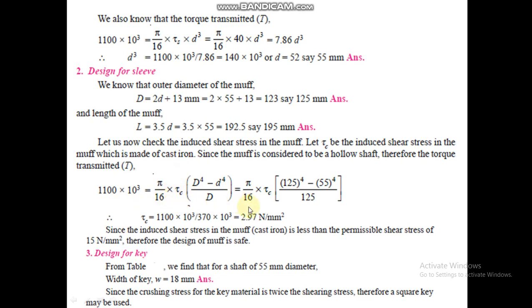We put the values of these two diameters, that is outer dia as 125 and inside dia as 55, and the crushing shear stress is calculated as 2.97 Newton per mm square. This is the shear stress for the cast iron, and the shear stress given in the question is 15 Newton per mm square. So our calculated value is less than the given permissible value. Therefore, design of muff is safe.